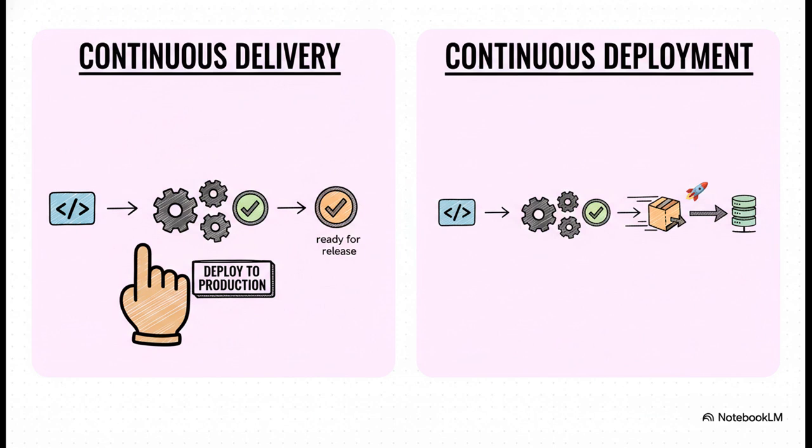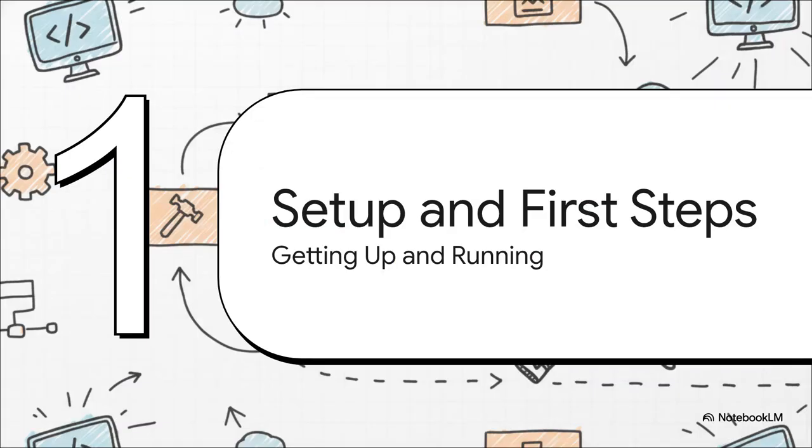With both, your code is automatically built and tested every time there's a change. Now, with continuous delivery, the code is made totally ready for production, but a human still has to click the final go button. With continuous deployment, though, if the code passes all the automated tests, boom, it goes straight out to your users. No human intervention needed. It's a small difference in name, but a huge difference in practice. All right, that's enough theory for now. Let's see how this thing actually works.